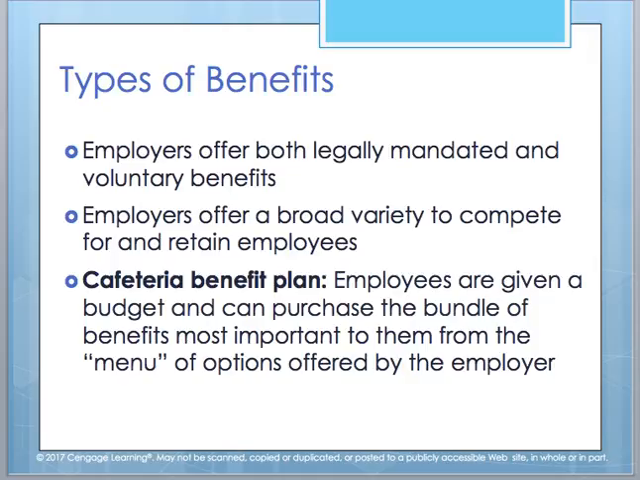Some of you may have or currently participate in a cafeteria benefit plan that gives you a budget, and you can purchase a bundle of benefits that are most important to you from a menu of options offered by your company, versus it being just two set kind of packages, right? A gold and a silver, or a bronze, silver and gold is something that's more of some bundling that allows you to then select and opt in or opt out of certain benefits.